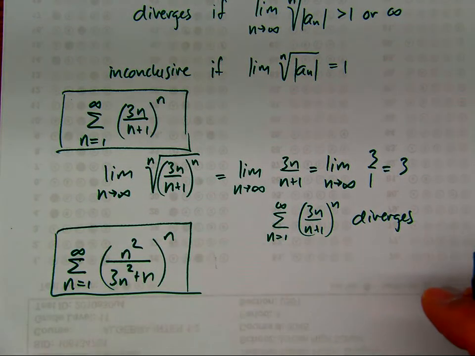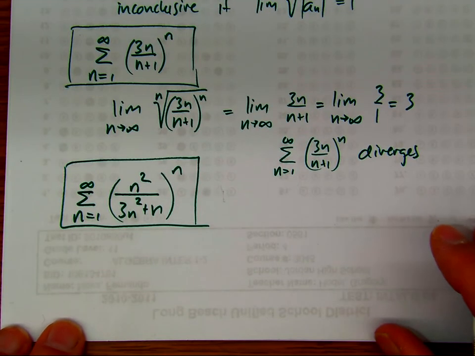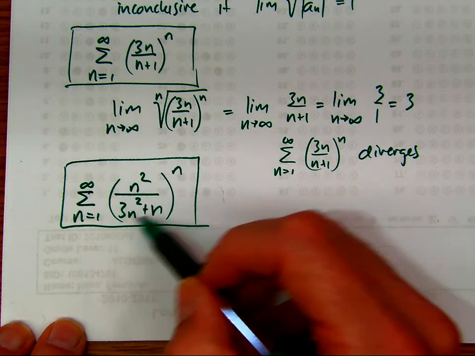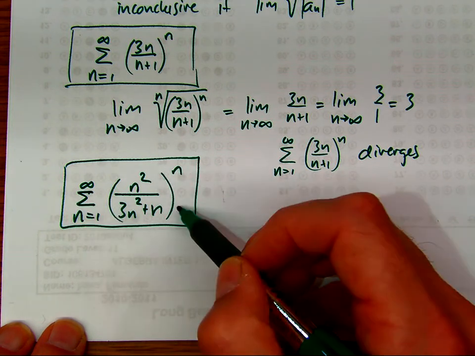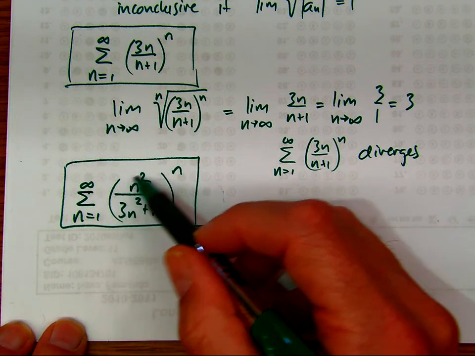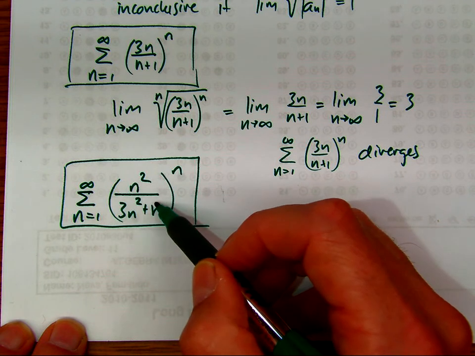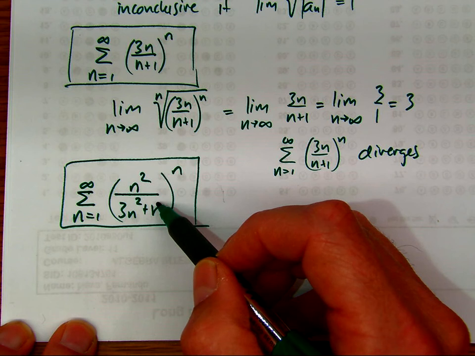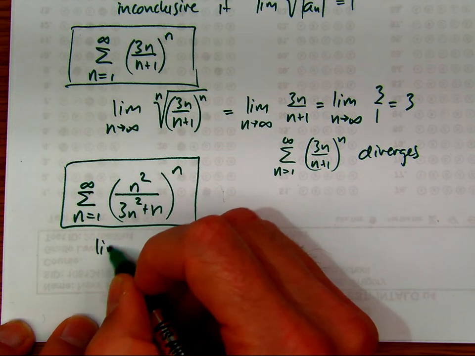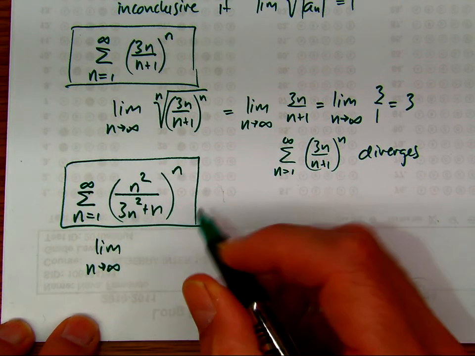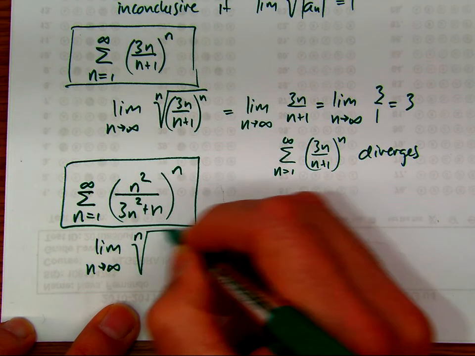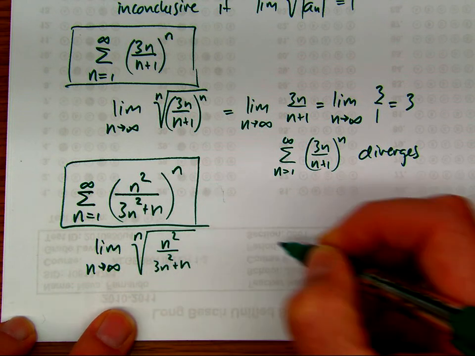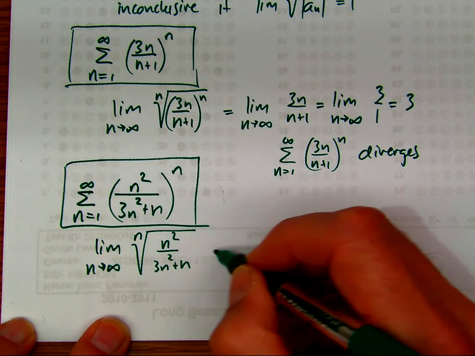Pause the video and try that one. So again, we have something to the nth power, so that looks like a geometric series with a variable ratio. We want to know what's happening to this ratio as n goes to infinity. Limit as n goes to infinity, the nth root. We have all positive numbers, so we don't need to worry about the absolute value.